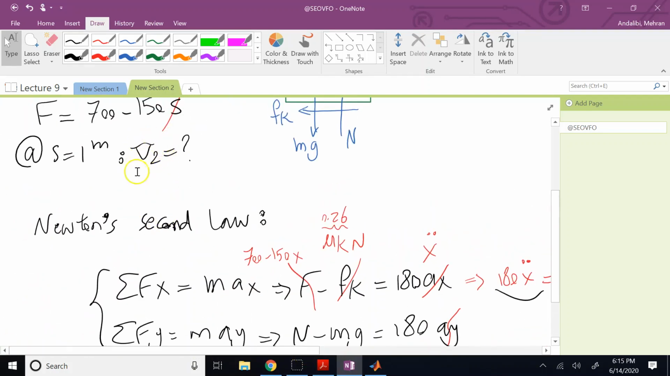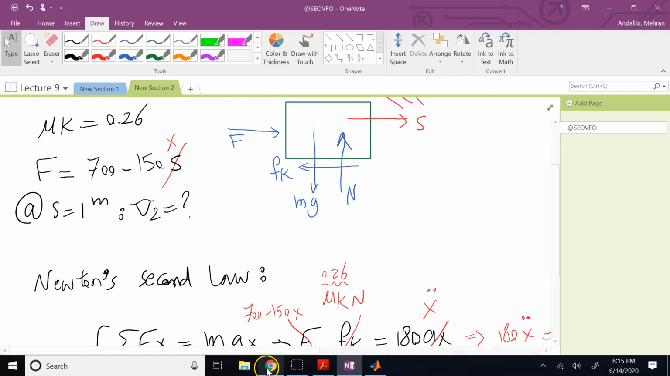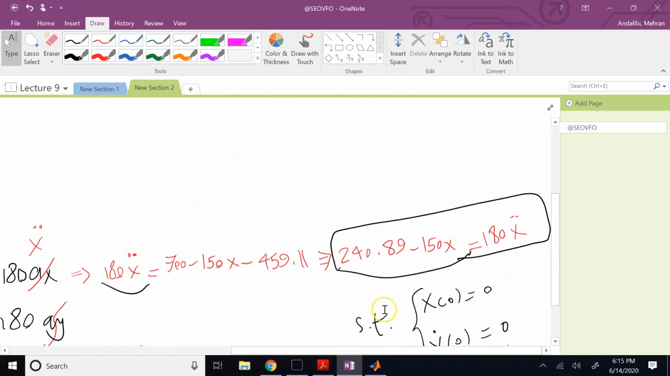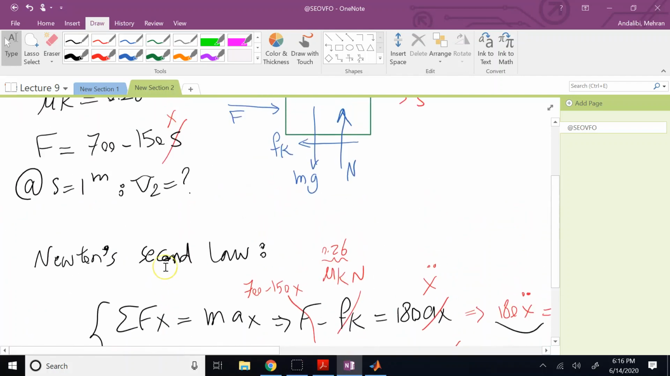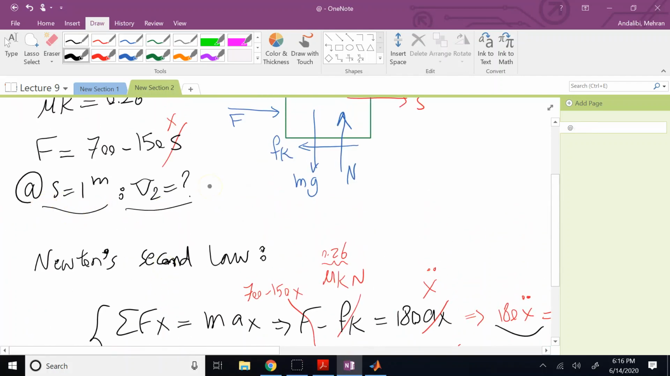And here it is asking for x dot at some position, which is quite interesting. If I solve this directly, it will give me x versus time. And it didn't say after 2 seconds how much is velocity. If it said so, then I would take a time derivative of this, find x dot of t, and plug the time given to find the velocity. But it didn't say so. It says at some position what is the x dot.